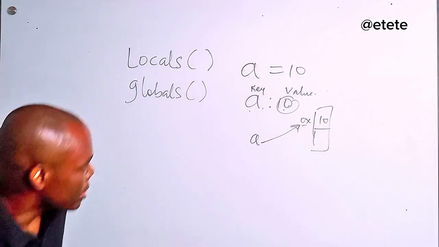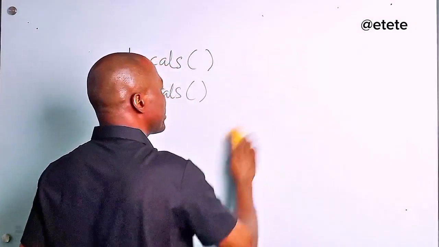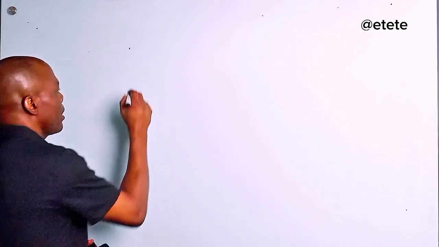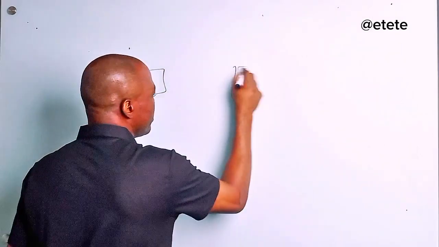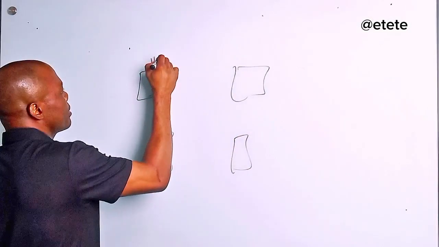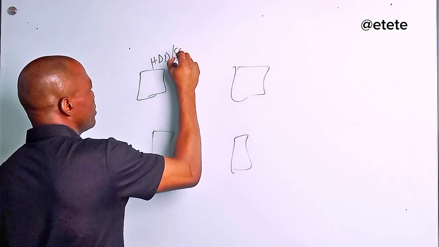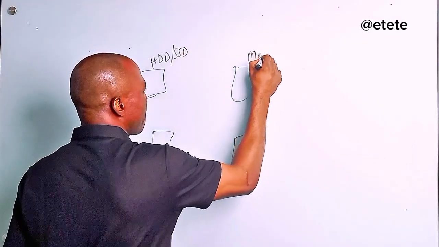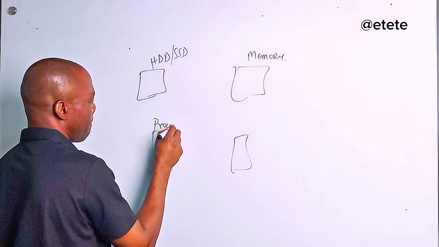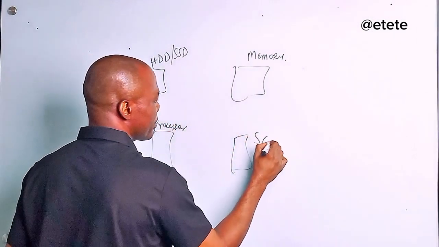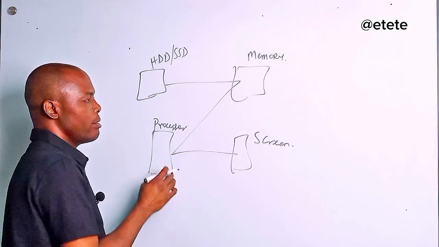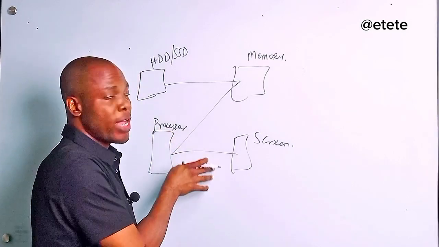Now, what I didn't tell you in the last class is this. Let me just quickly draw something on the board. You have this, you have this, and this is the hard disk, or SSD. Then you have the memory, you have the processor, then you have the screen. Now it goes this way, right? But it's more complex than this. But this is how it works.